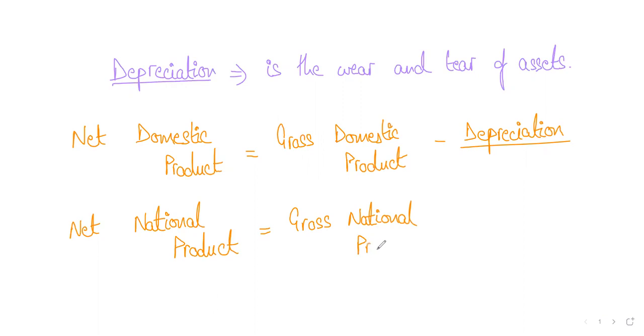Why do we need to subtract depreciation? Because depreciation doesn't add to the production potential of a business, so it's better to remove it. Students, are you getting me? Is it simple? Okay. Great. Perfect. Excellent. That's correct. So these are the four measures of national income statistics.